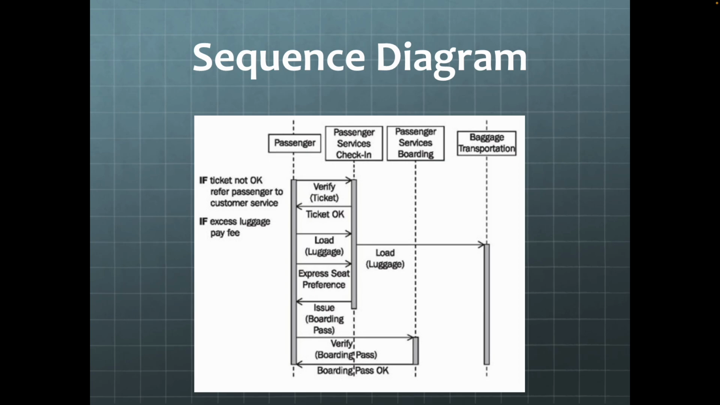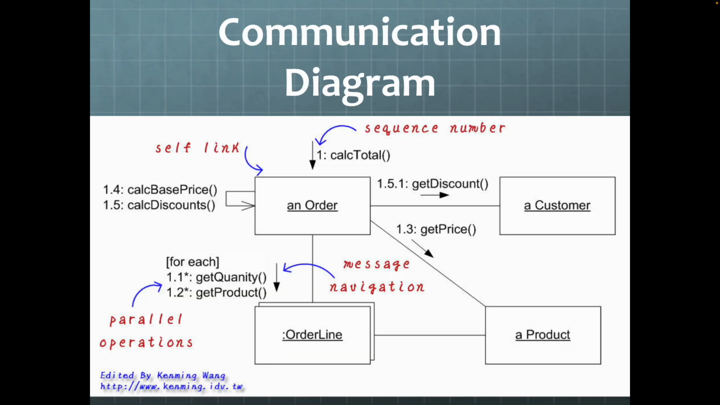Also, it informed it that it needed express seat preference, so this will take that into account. And then it'll give me a boarding pass, and then finally I verified the boarding pass with the passenger service boarding object, and it tells me boarding pass is okay. So that's what sequence diagrams are. They're a way that helps you discover responsibilities and collaborations. So it's a helpful diagram for that purpose.